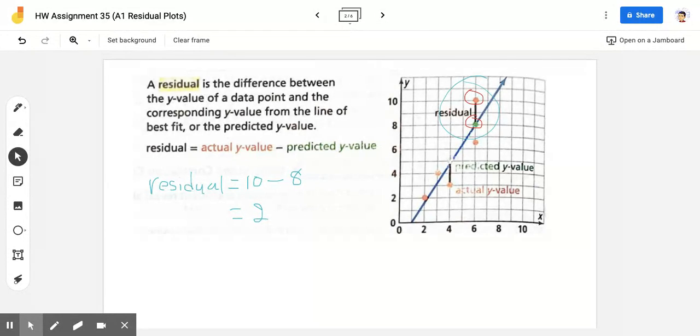So I'll repeat that again. A smaller residual tells us that our line of best fit models our data very closely. So it's a good fit for our data. All right. And it appears that the line is going to be a pretty good fit for our data. But that is where we get residuals from.